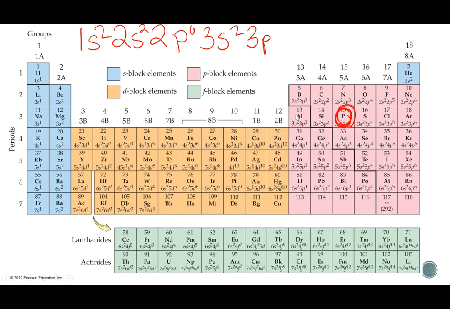How many electrons are going to go into that P block? Well, my destination is right here. So we're going to put 1, 2, 3 electrons. Okay, so that is the electron configuration for phosphorus. And we use the periodic table to get there.